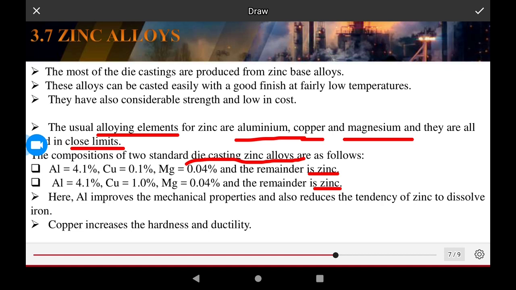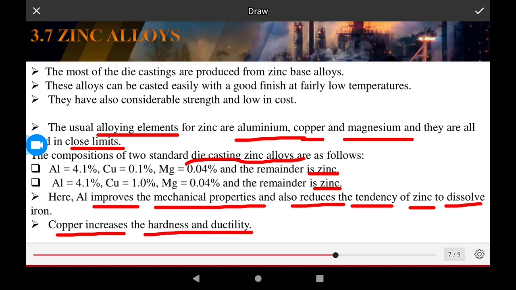Here, aluminum improves the mechanical properties and also reduces the tendency of zinc to dissolve. Copper increases the hardness, and ductility also increases.